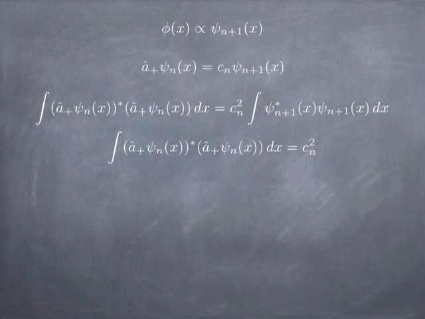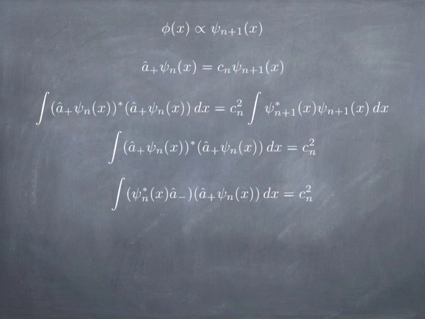But notice that what I have there is the complex conjugate of a plus on psi sub n. But if you think about it, that's the same thing as psi sub n star times a minus, because a plus and a minus are related to one another as complex conjugates. The conjugate of a plus on psi sub n is psi sub n star times a minus. But look what we have in there. We have a minus a plus. I can replace that with a minus plus 1.